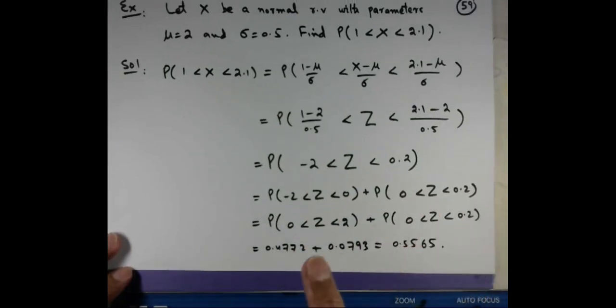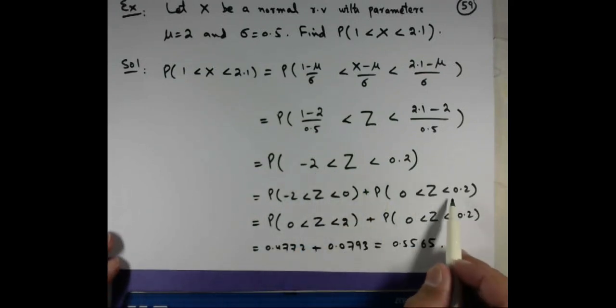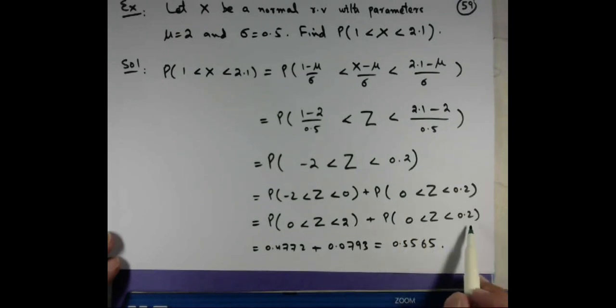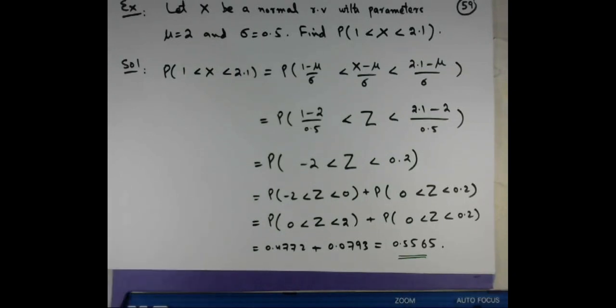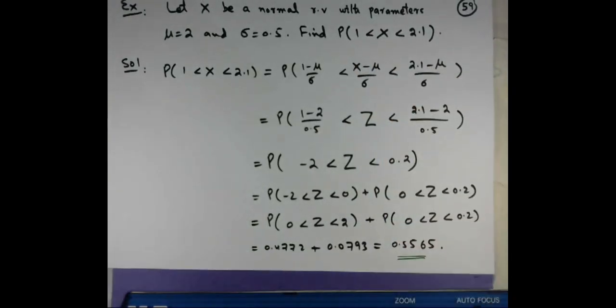Remember, we have just 0 onwards probabilities available, only 0.5 of the total probability available through the table. The rest can be automatically calculated using the symmetry property. So from -2 to 0, and then from 0 to 0.2. And this -2 to 0 is exactly the same as the probability from 0 to 2. And this is again known through the table. So we utilize the table, find these 2 values, and then we get the total probability that x is from 1 to 2.1. So this is the total probability.